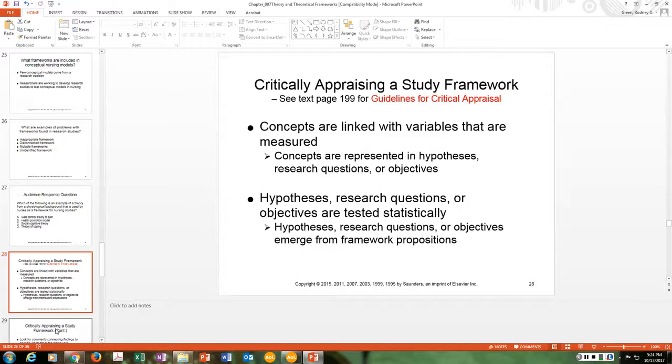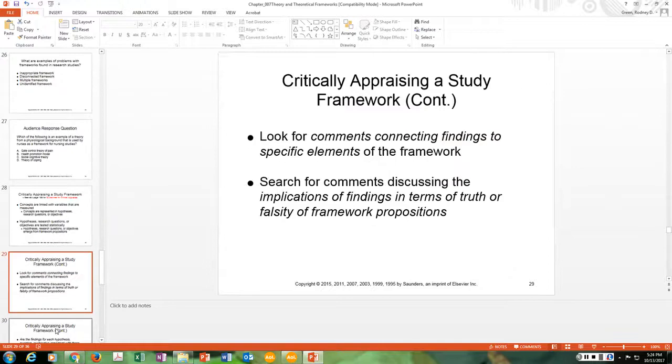Determine whether the hypotheses, research questions, or objectives are tested statistically. Hypotheses, research questions, or objectives emerge from the framework propositions. Look for comments connecting findings to specific elements of the framework. Search for comments discussing the implications of the findings in terms of truth or falsity of the framework propositions. As you're reading your studies, are you saying yes, there are comments connecting findings to specific elements of the framework, or no, they're missing? Same thing for the implications of the findings. Are they discussed in terms of the truth or falsity of the framework propositions?